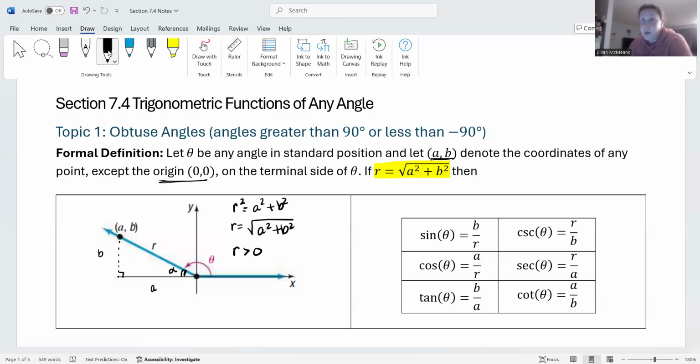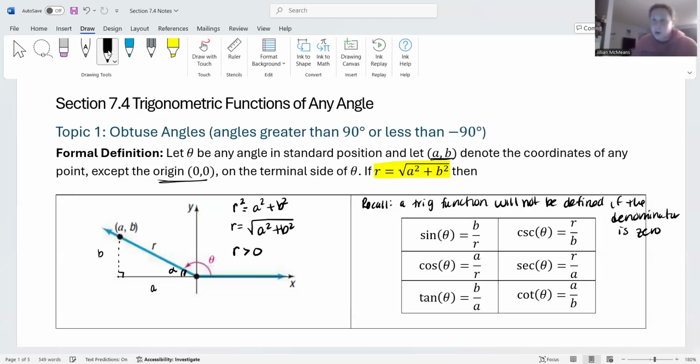Now, as far as a and b go, we don't really know. These trig functions only work if the denominator is not zero. So you need to recall that a trig function will not be defined if the denominator is zero. So we know r is not zero, and as long as a and b are not zero, all of these trig functions would be defined, okay?